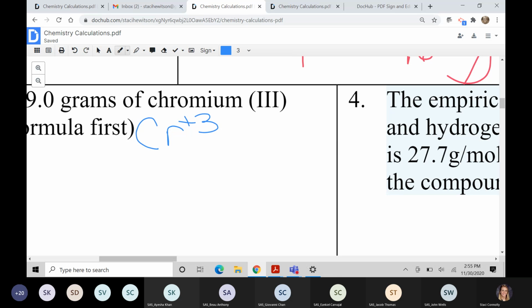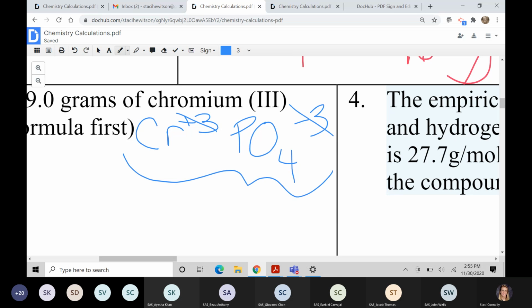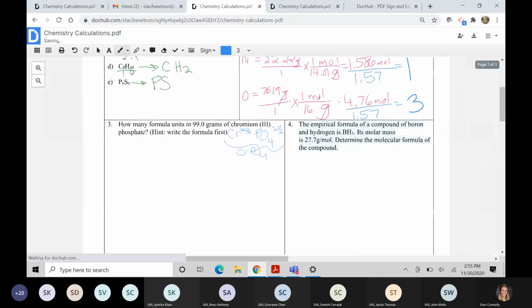Okay, so phosphate is PO4. The fact that it ends in -ate tells you this is a polyatomic ion, and polyatomic ions you can find on the back of your page, I think it's page 12 of your notes. That's where your polyatomic ions are. Because this is a 3 and this is a 3, they're going to cancel out, and you're going to get CrPO4 as your formula. Okay, so that's your formula.